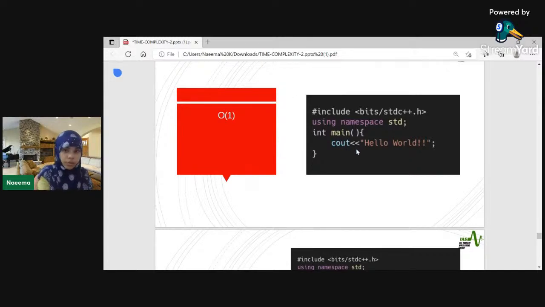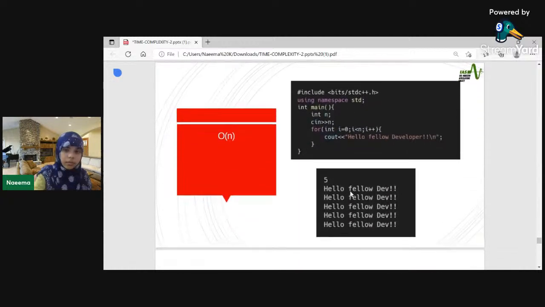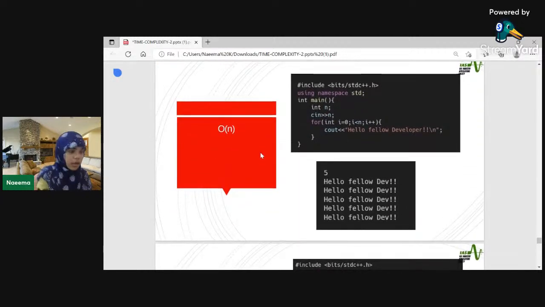In this code, we have hello world. Hello world is printed only once. So regardless of the operating system or the computer configuration that you're using, the time complexity is constant time. In the next example, take a look at this piece of code.